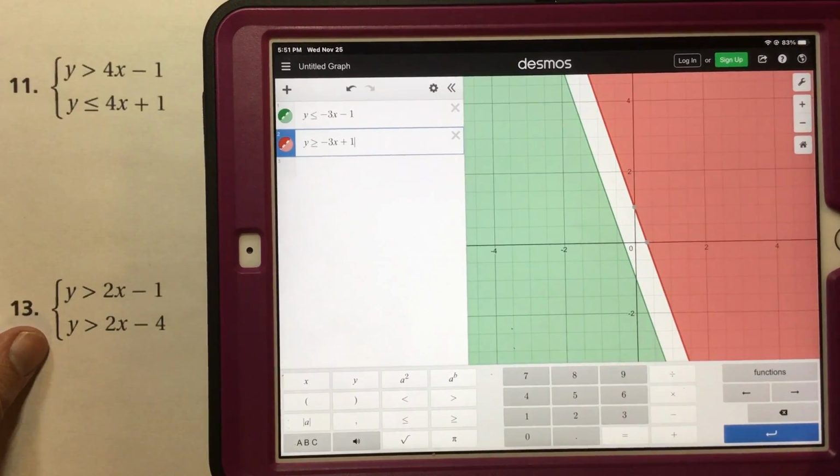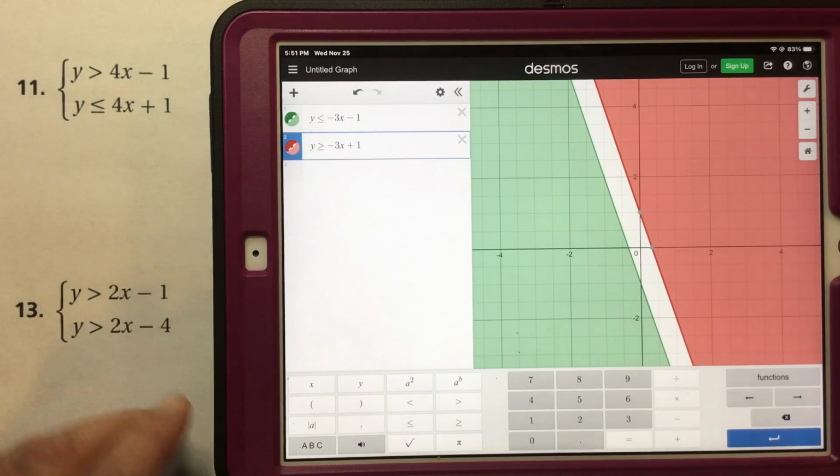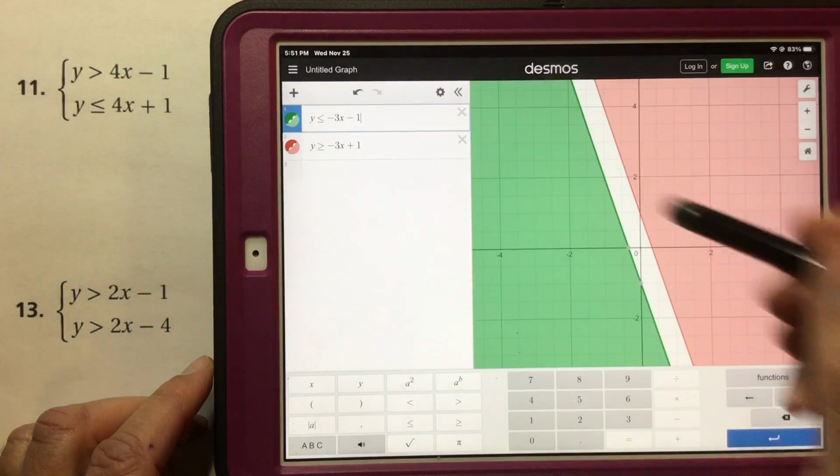There you go. And you know what? I'll do problem 11, then 13, so I got both of them right there. And then I'll switch over and do the other two. All right, let's go back to this one.